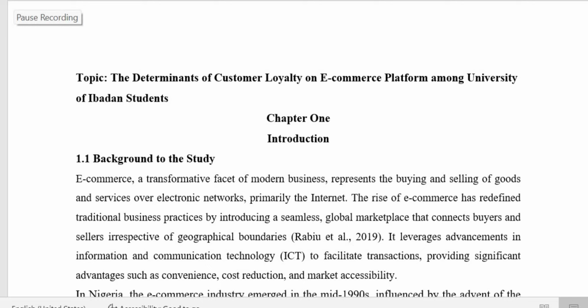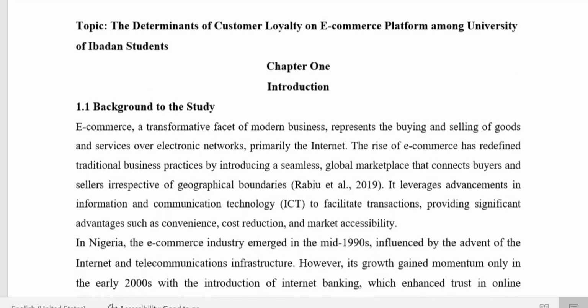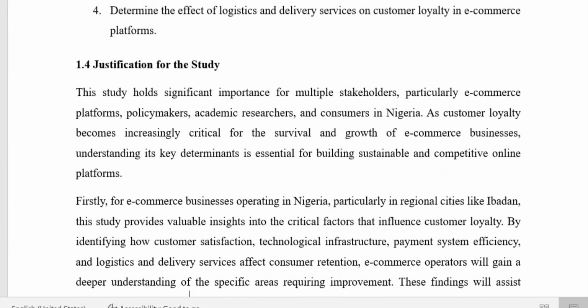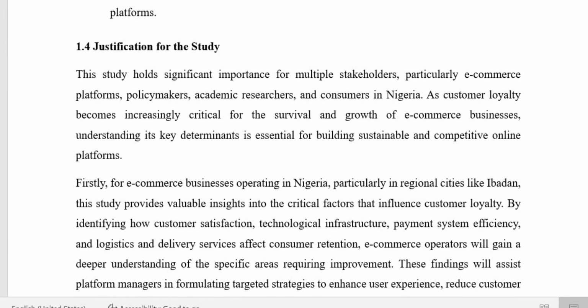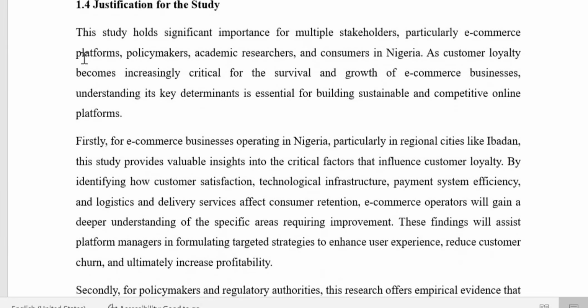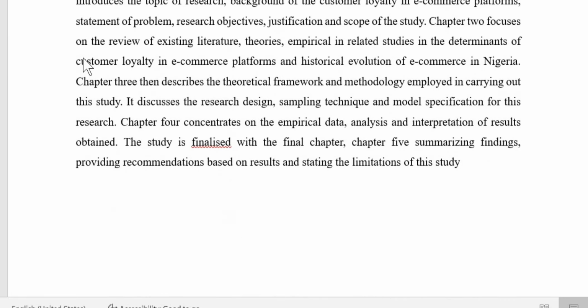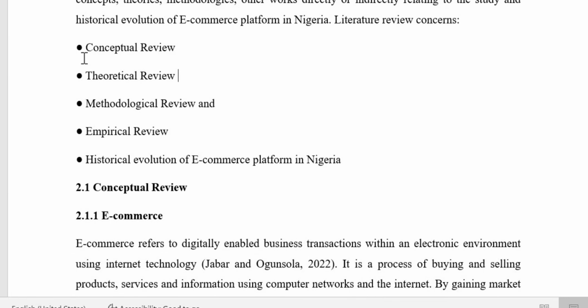So today we'll be looking at how to review literature, which is usually the chapter 2 for any research. Under the literature review, we have three essential components. The first component is to review the concepts, which we know as conceptual review.